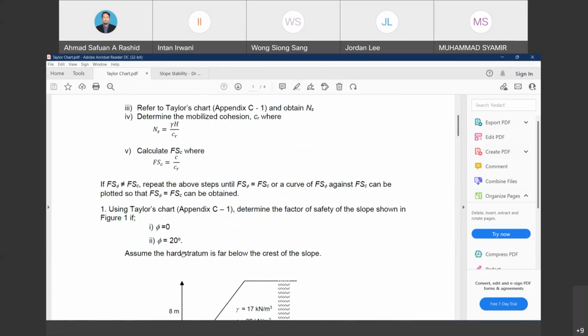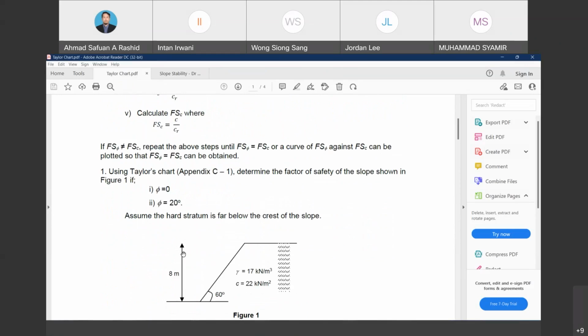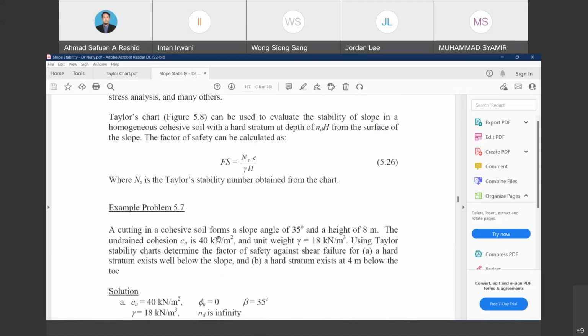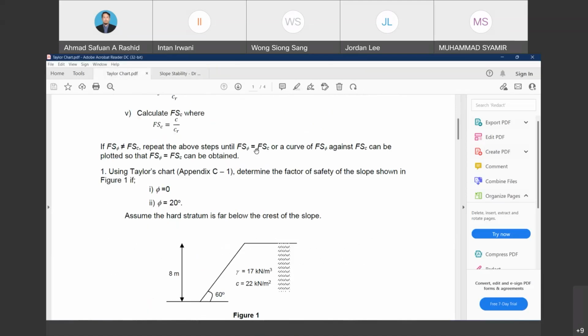We look at the example. Using the Taylor chart, determine the factor of safety of the slope shown in figure 1. First phi is equal to 0 and then phi is equal to 20. Assume the hard stratum is far below the crest. This is clear, you already mentioned here far, not stated here well below the slope. A little bit confusing here. So far below the crest of the slope.